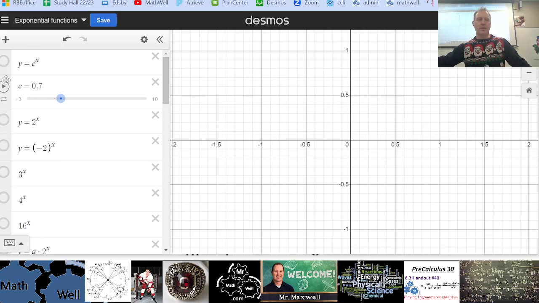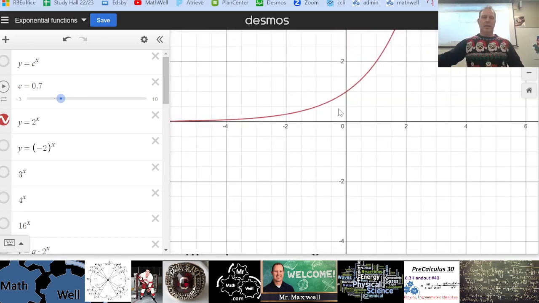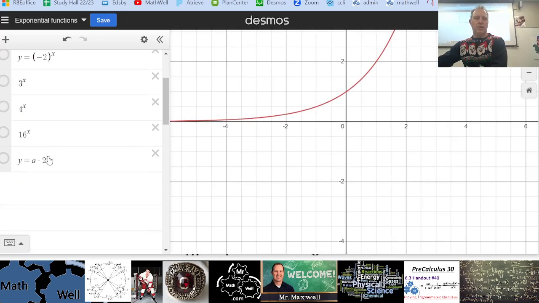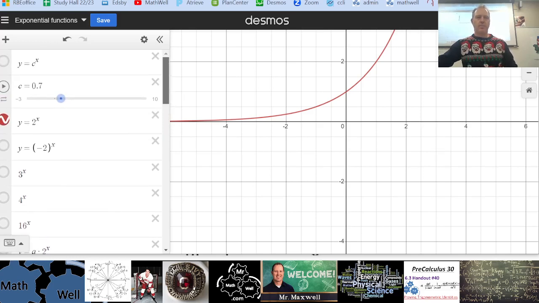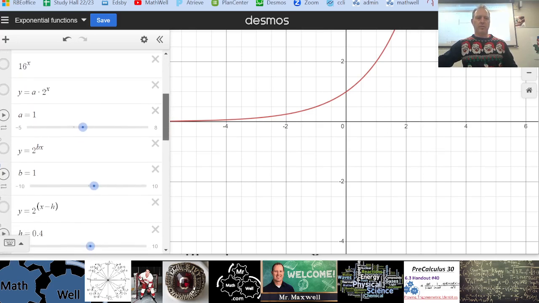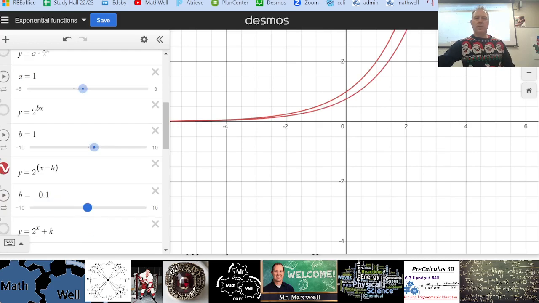Real quickly, here's y equals 2 to the power of x again. I'll zoom back out. I talked about this already: if you have 2 to the power of x minus h, and you move this back and forth, it slides left and right. So that's that one.